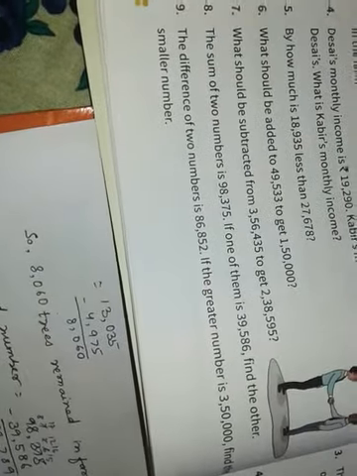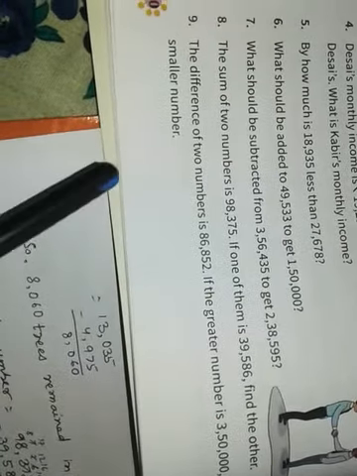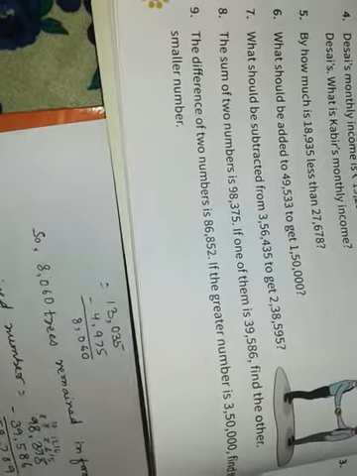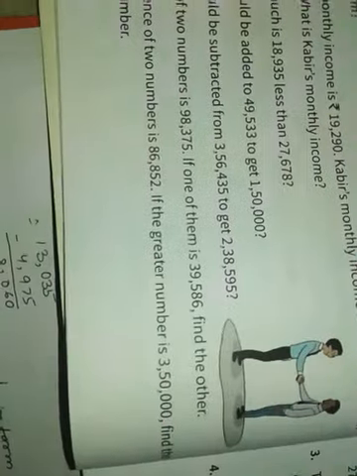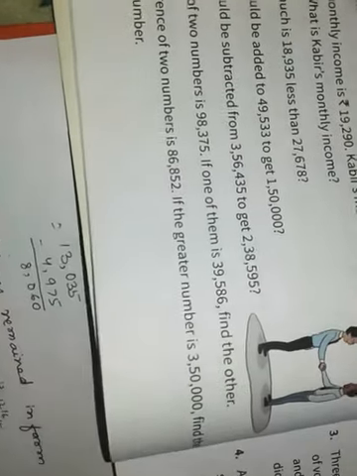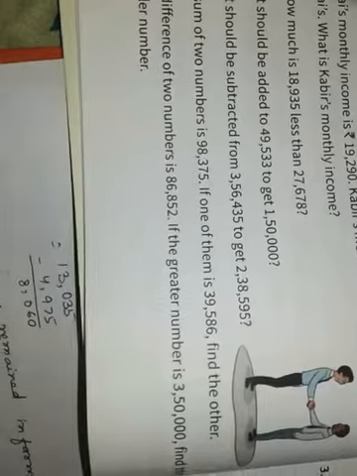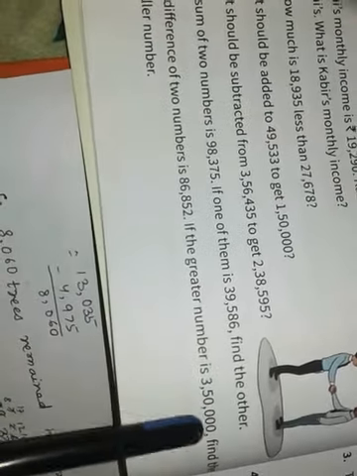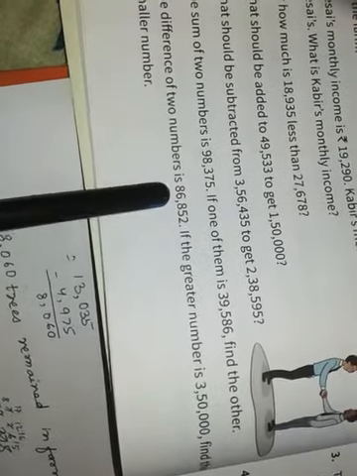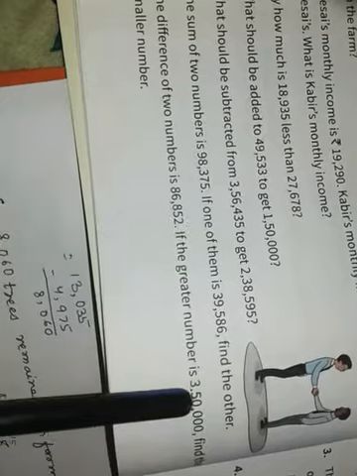Okay, the difference between two numbers is given to us, and the greater number is also given to us. Difference is always between the greater and smaller number. So the greater number is given, and we have to find the smaller number. So this is the greater and this is the smaller number when we compare these two. So we subtract 86,852 from 3,50,000.